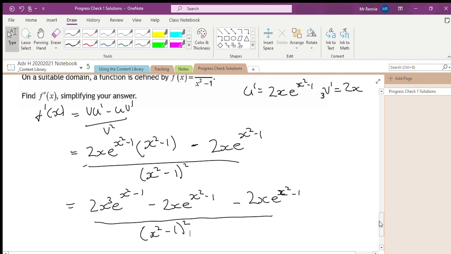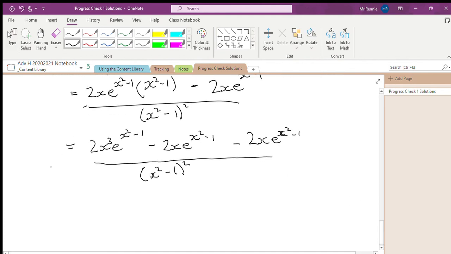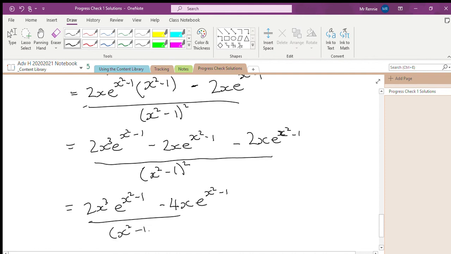Now the last 2 terms in the numerator I can combine, so that gives me 2x cubed e to the power x squared minus 1. Take away 4x e to the x squared minus 1. Still all divided by x squared minus 1 squared.